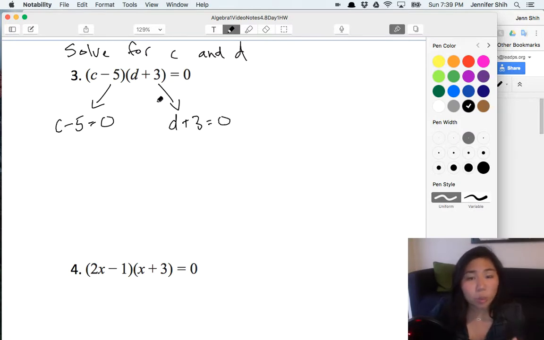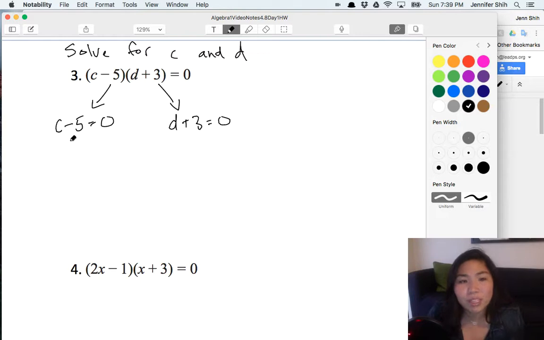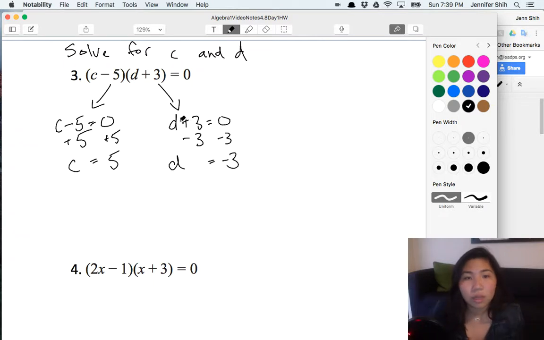Once you get to this point and we ask you to solve, I'm going to say, okay, write it as two equations. C minus 5 is equal to 0, D plus 3 is equal to 0. And drawing these arrows is a good best practice that you can do so that you can demonstrate that you understand how to use zero product property. Again, zero product property is for solving for variables.